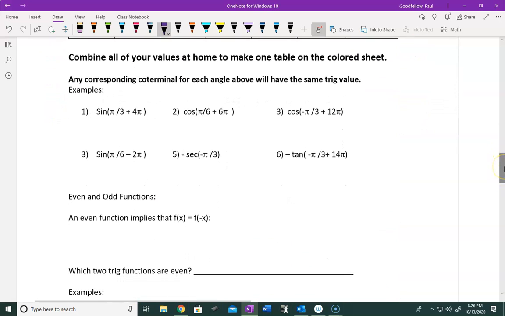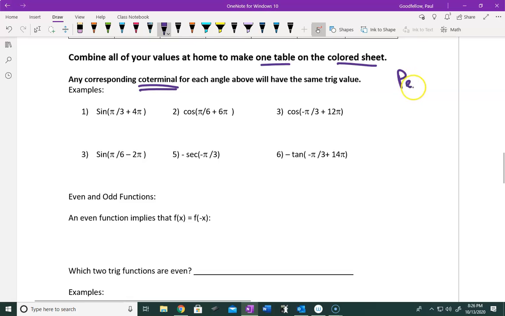Now, let's see if I can actually come up with some answers here and combine some answers to figure it out. Now, your values at home, if you took your table and you color-coded it, I'm sure you did. You're going to want your unit circle no matter what. It's a good reference material. Your mnemonic is great too as well. And we're going to come up with some answers for these coterminal ones that are out there.